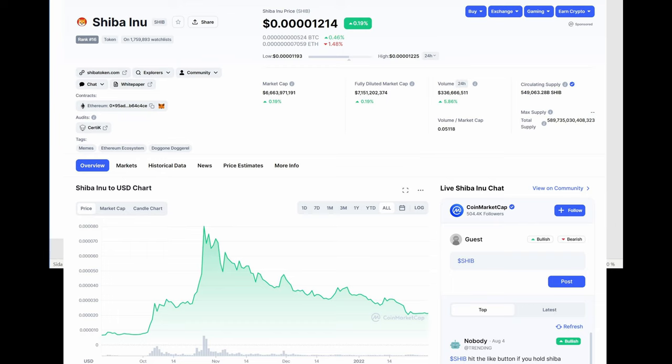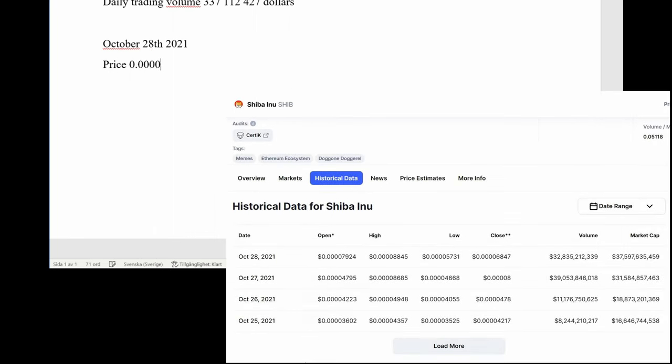Now we want to check, when did Shiba Inu have its all-time high? Well, it was back on October 28th, 2021, and the price was 0.00008845 USD. The market cap at this time was $37,597,635,459, and the day before this price, it was a little bit lower actually.